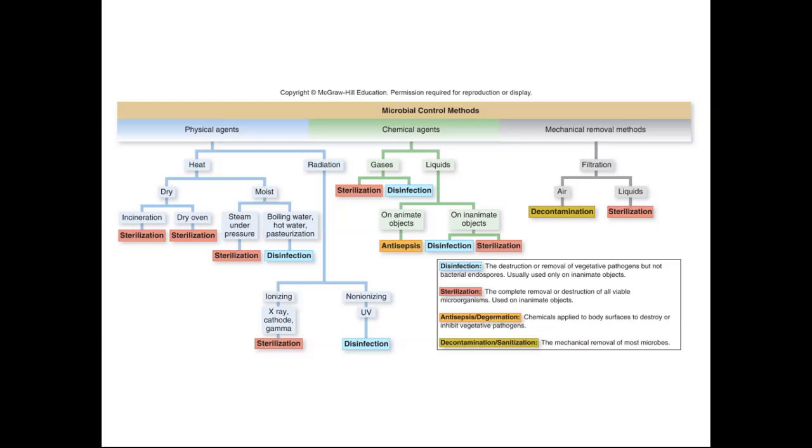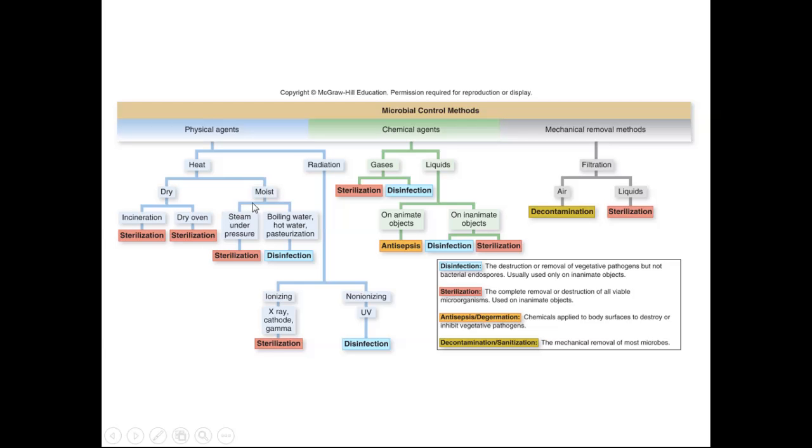Here's a great flow chart from your textbook that breaks down physical, chemical, and mechanical methods for microbial control. Our physical methods are going to be kind of heavy on the sterilization end of the spectrum. So when we think of sterilization, I want you to think of completely removing all vegetative cells and all bacterial endospores. So we have incineration, burn that object. That's going to be a dry heat, or you can put it in a dry oven and just bake the living daylights out of that object.